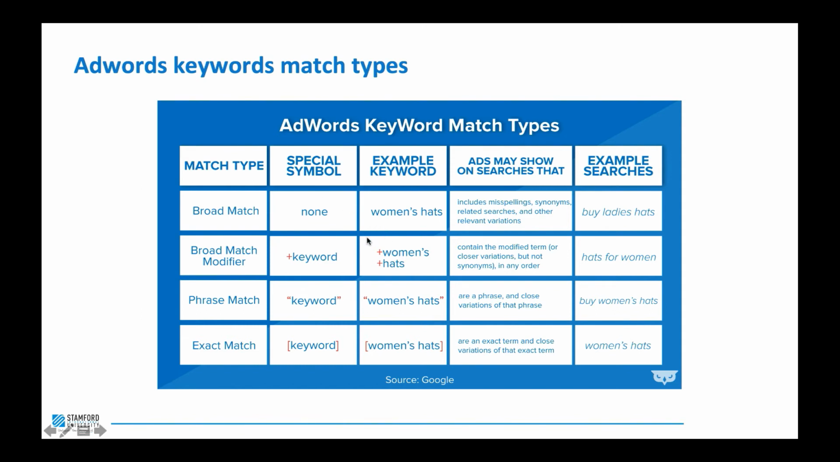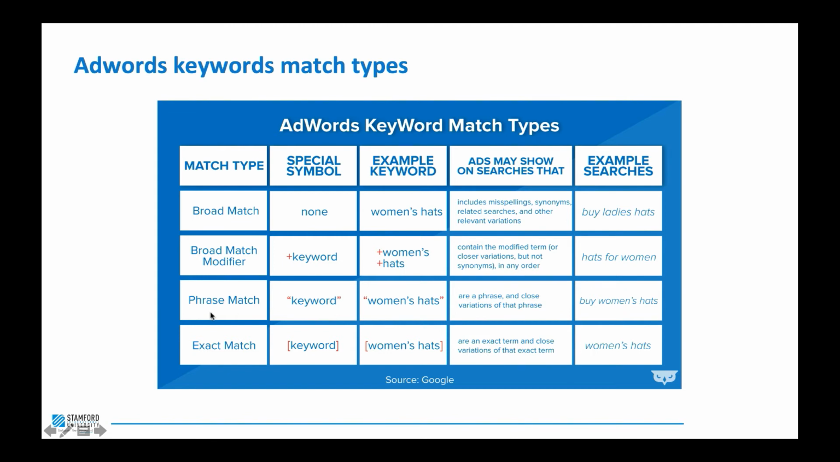Then you have broad match modifier, the next one here. This is the most popular as it gives you great insights and includes many searches, as it will play your ad when any combination of the words are selected. Right, so for example, women's or hats, if those keywords are in there, your ad will show up.